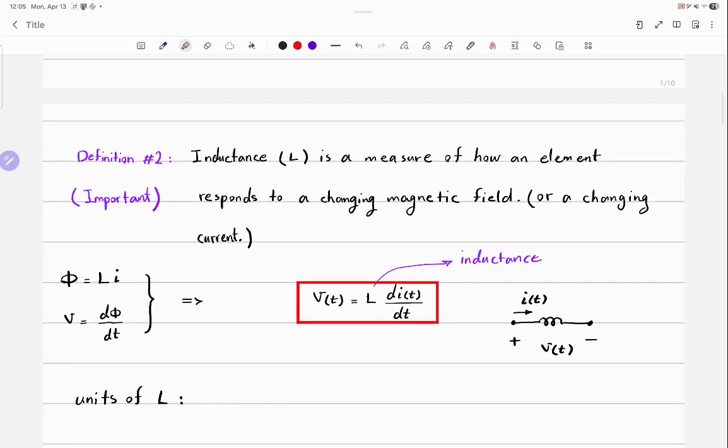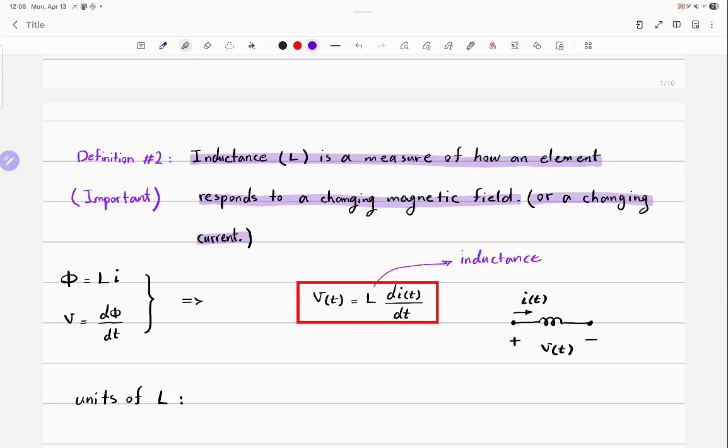Now, probably a more important definition of inductance, which is more important in electrical engineering, is how inductance behaves in a circuit. Let me read this for you. Inductance is a measure of how an element responds to a changing magnetic field or a changing current. Now, if you remember resistors, resistance responds to current. If you have a current and you have some element with resistance, it will create a voltage, right? So resistance responds to current.